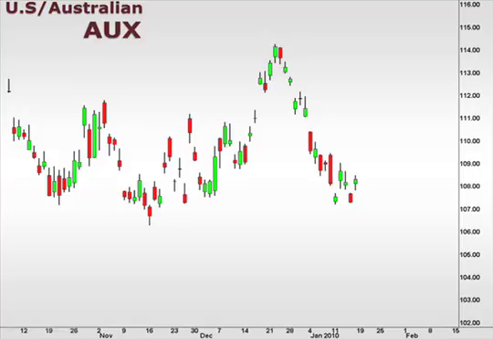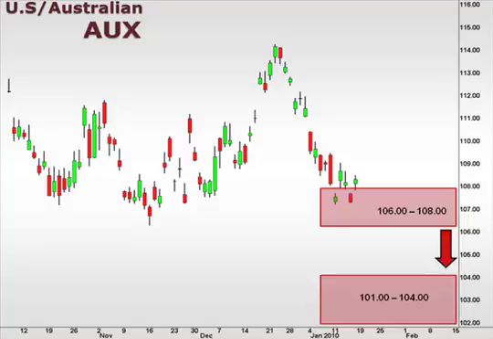Let's take a look at the AUX, the US versus the Australian dollar. Now, we identified the 106 to 108 box as a very important support level last week, and it appears as though the pair held here. Now, a break below 106 opens the window for an even deeper sell-off, which could conceivably migrate all the way down to the 101 to 104 box.